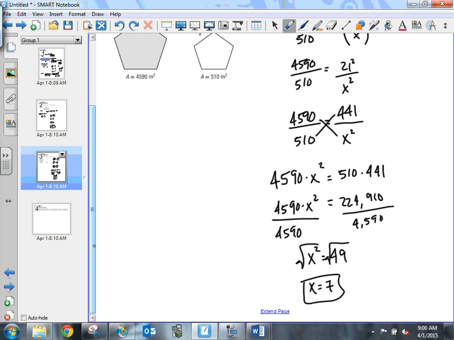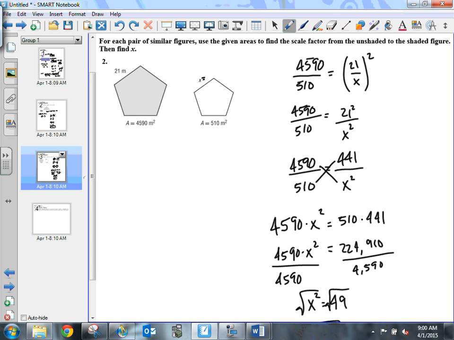Now, let's go back up here. This value here is equal to 7. Okay, and it wants to find the scale factor from the unshaded region to the shaded region. Okay, and so we know that the scale factor from unshaded to shaded is going to be 7 to 21, which is really 1 to 3. Okay, that's my scale factor, but we want to solve for x and find what that is, and that was 7.